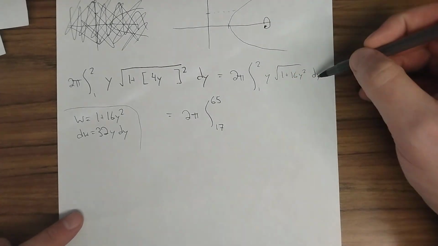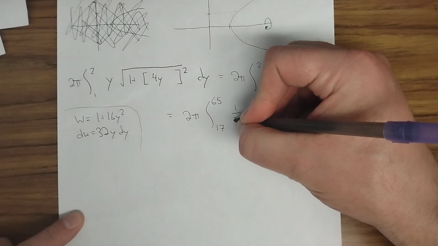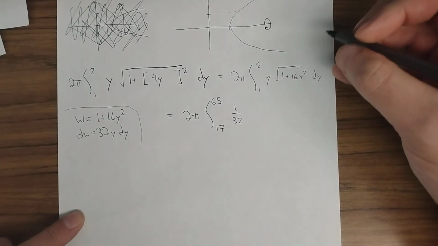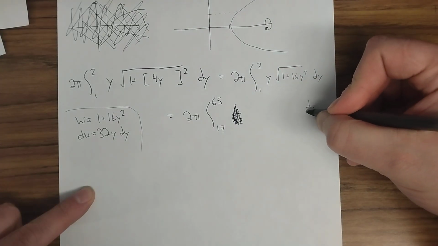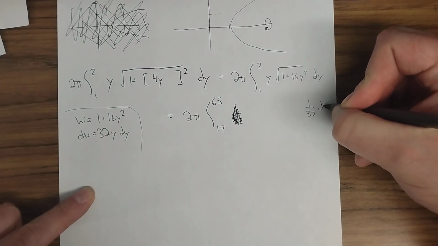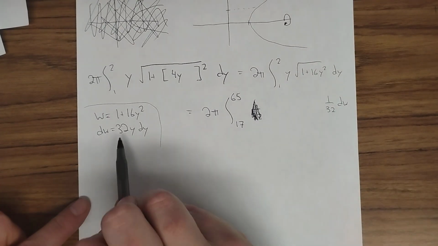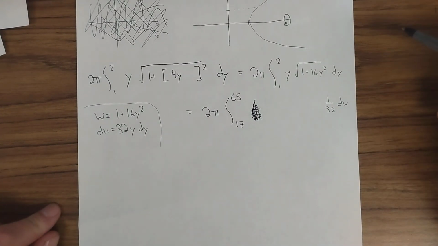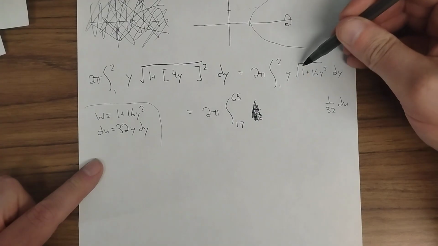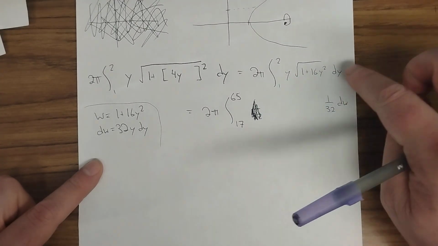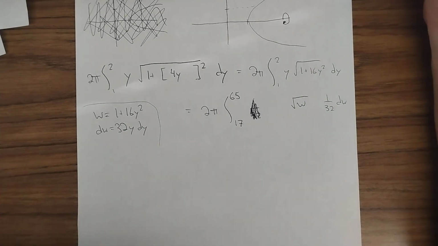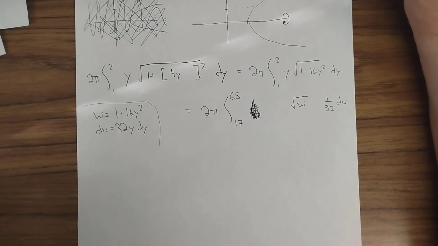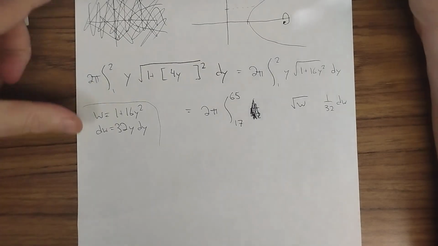y dy, that's like, or yeah, sorry, let me write that over here. 1 over 32 dw, I just need the 1 over 32 to fix this 32. And then that takes care of the y and the dy, and other than that, I've just got square root of w. Okay, here we go. This isn't going to take long.